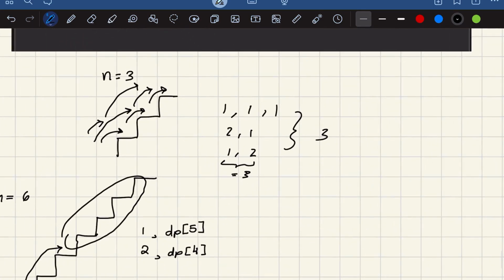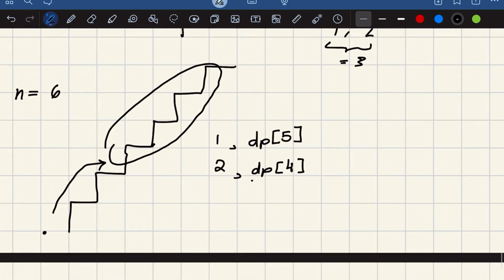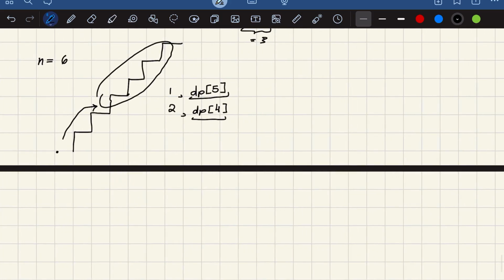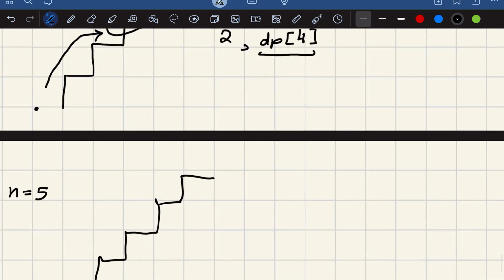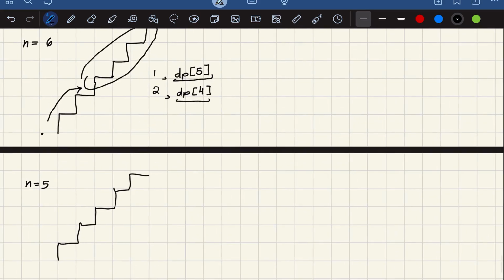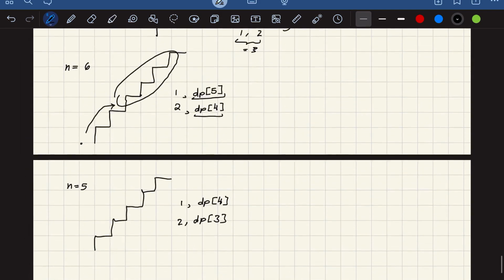Now, at this point, this is still not solvable. We don't know what DP of 4 is. We don't know what DP of 5 is. So now let's do n equals 5, which is, let's see, 1, 2, 3, 4, 5. And again, we can either take 1 step, and that becomes a DP of 4 problem, or we could take 2 steps and make it a DP of 3. Okay, now we're getting somewhere.